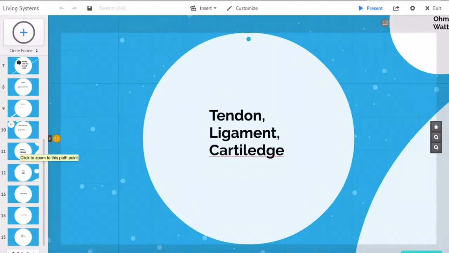Okay, tendon, ligament, and cartilage. You can easily get these confused, but we want to know what each of these do. A tendon usually connects muscles to bone, while a ligament is the connective tissue that connects bones to other bones. And cartilage is a resilient and smooth elastic tissue that protects the ends of long bones at the joints.